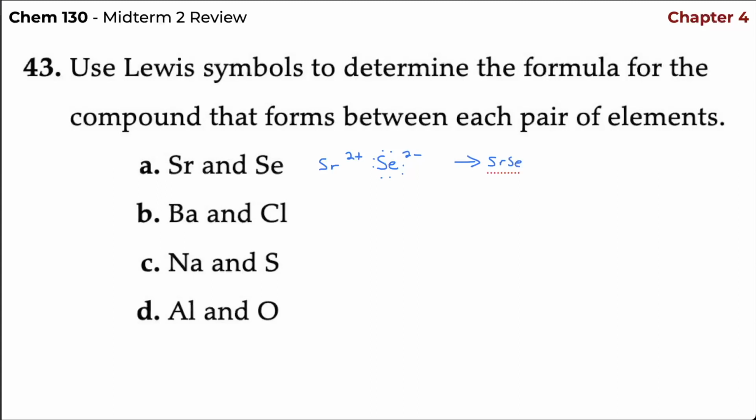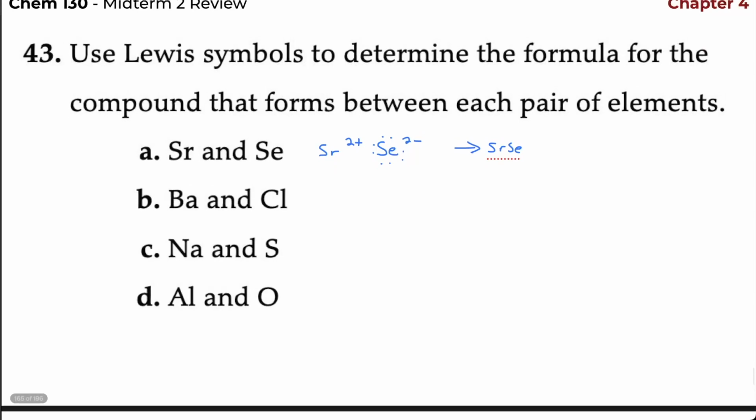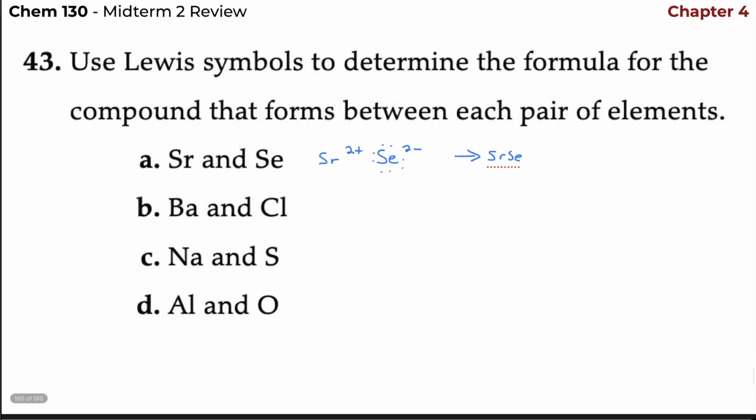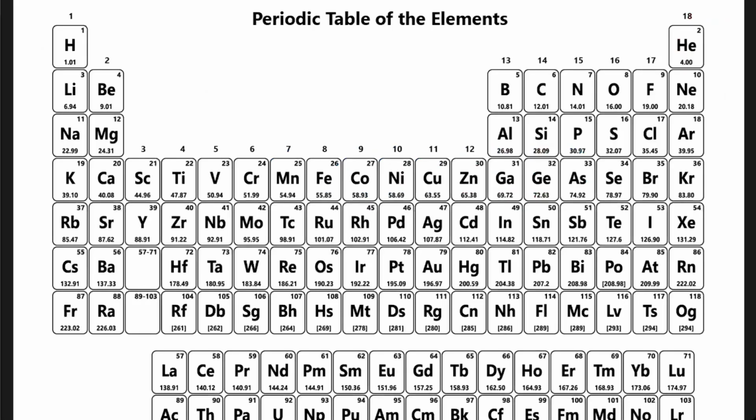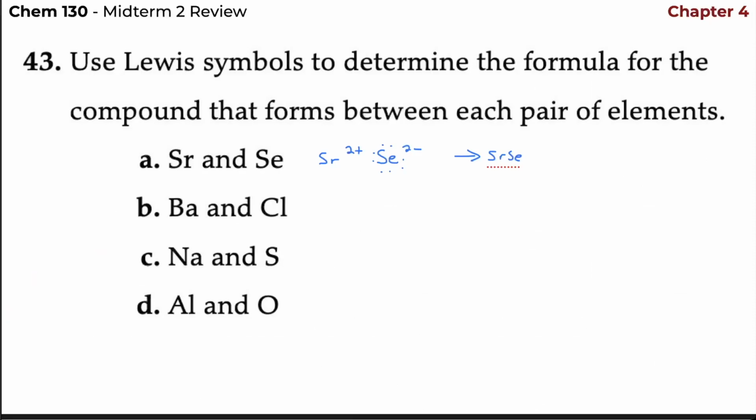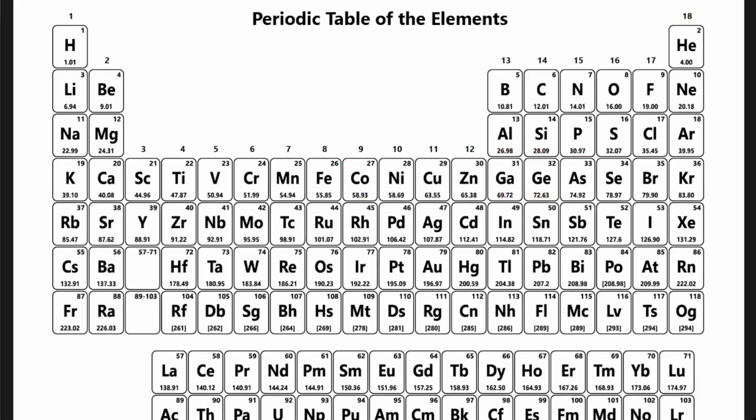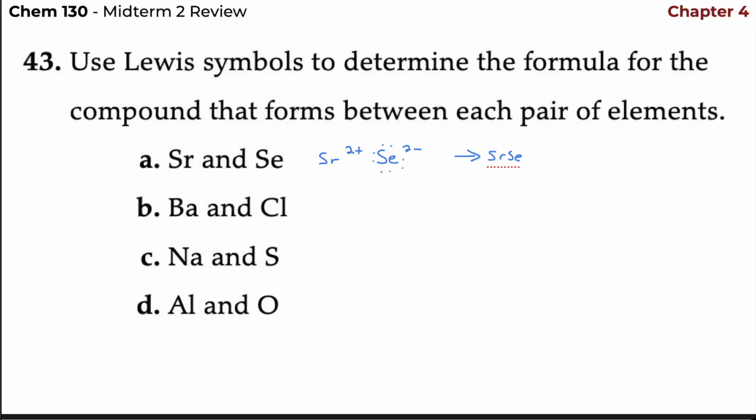Now, looking at the next one, sorry, I'm just double checking my answers to make sure I'm giving you the right answers. All right, looking at the next one, oh, whoops, it gets a bit more complicated. Why? Because these are not the same. Or here, let me show you. So Ba is over here. It wants to lose two, right? Now what's the other one? Cl, right? Cl actually only wants to gain one. So if we write that out, Ba wants to lose two, and Cl only wants to gain one, right?